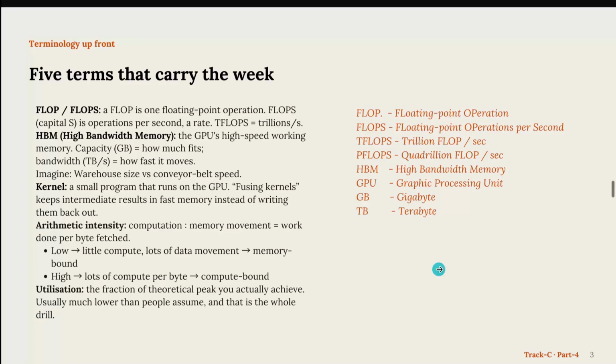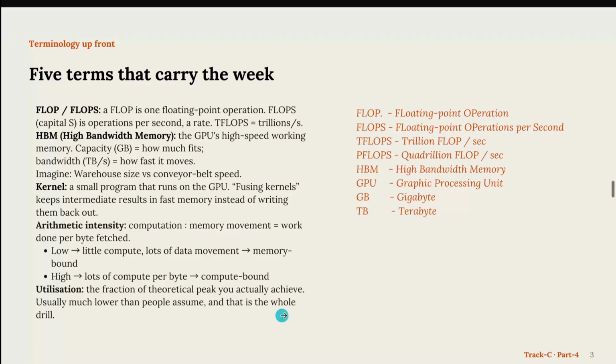If it is high, arithmetic intensity is high. If lots of compute per byte is being done, then we are compute bound. We need to improve the size of the compute or GPU. Utilization, this is how we calculate utilization. Ideally, it would never be the same number that vendors are proposing. It would always be less than that. And when we do some calculations in this session, we will understand why it is always less than that. Okay.